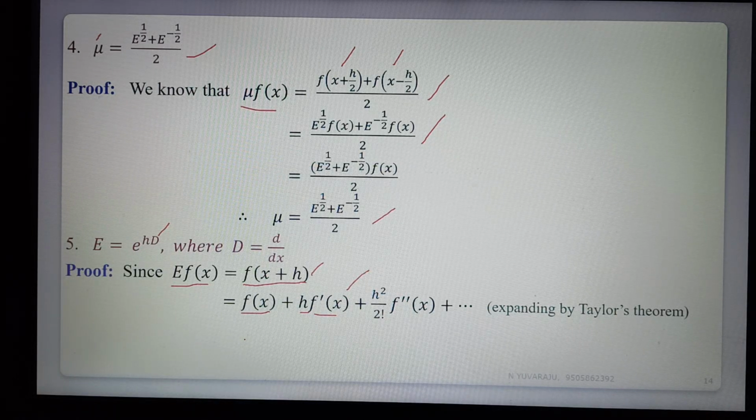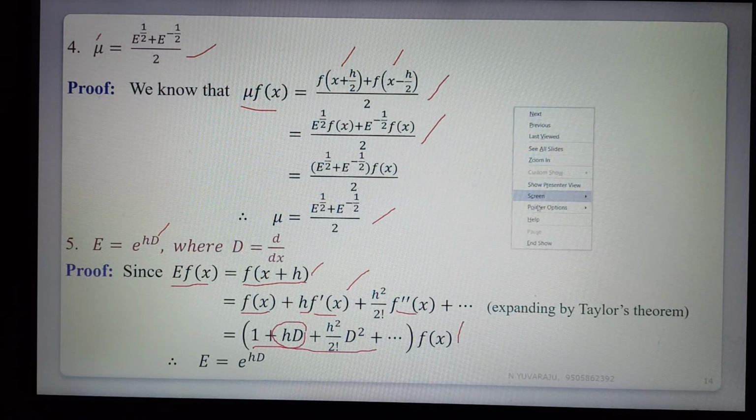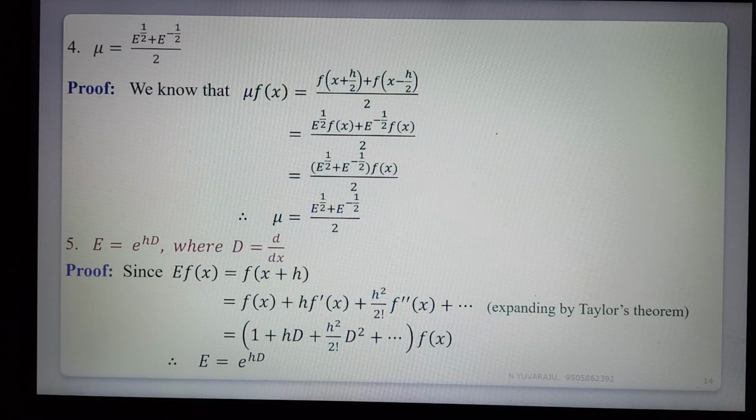f of x plus h equals f of x plus h f dash of x plus h square by 2 factorial f double dash of x, and so on. Here f dash of x means D f of x, and f double dash of x means D square f of x. Taking f of x common, 1 plus hD plus h square by 2 factorial D square plus and so on, into f of x. On both sides f of x cancels. So E is equal to this expansion of e power x, which is 1 plus x plus x square by 2 factorial plus and so on. So that is e power x, where x is equal to hD. So E is equal to e power hD. Now this is the relation between all the difference operators.